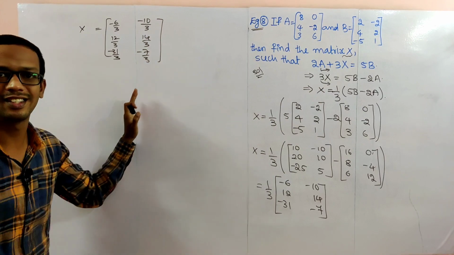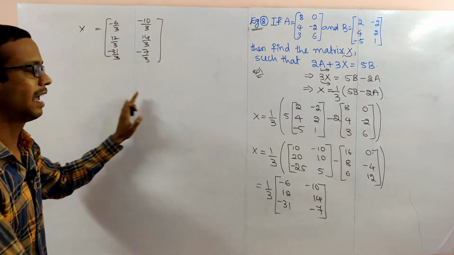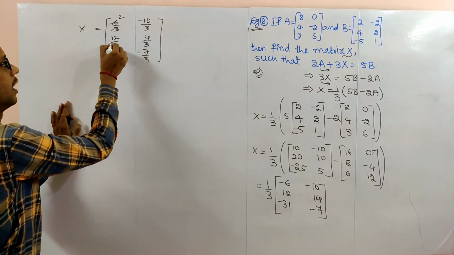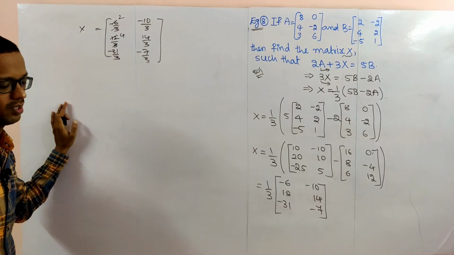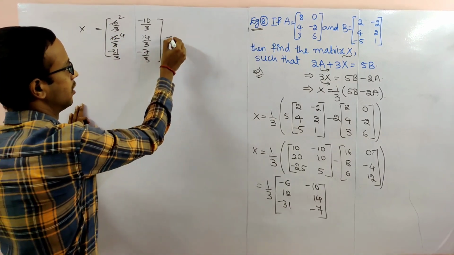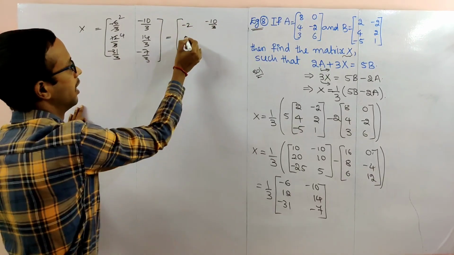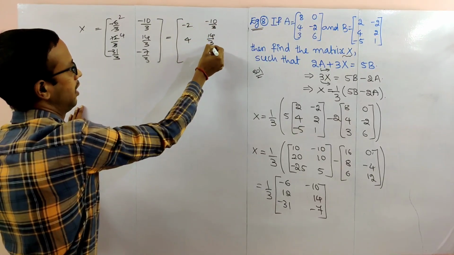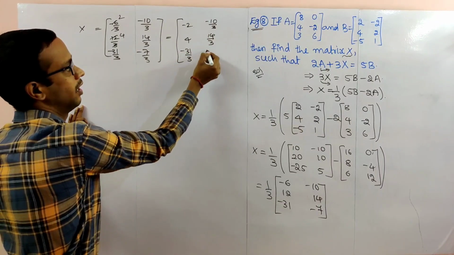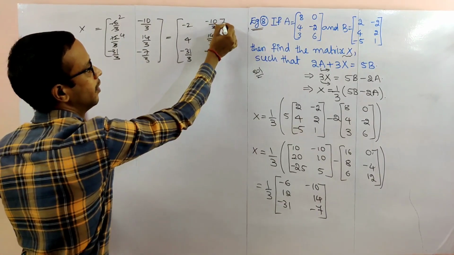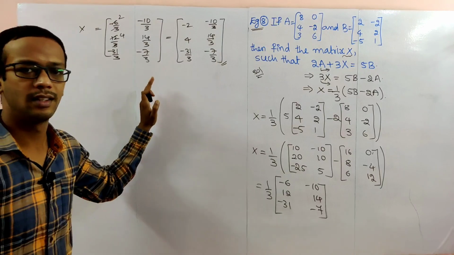Are there any cancellations? Here we have to make the cancellation. 3 1s are 3, 2s are here. 3 4s are. Any more cancellations? There is no cancellation. So the final answer is minus 2, minus 10 by 3. Next 4. 14 by 3. Minus 31 by 3. Minus 7 by 3. So this is the matrix X.